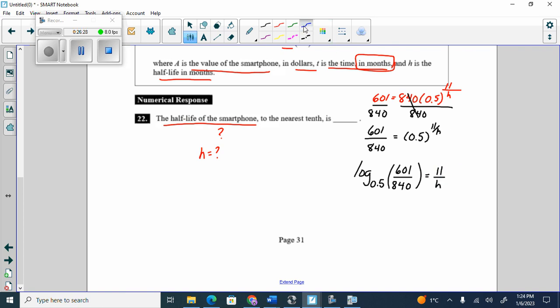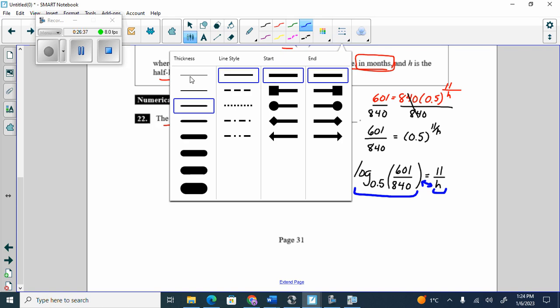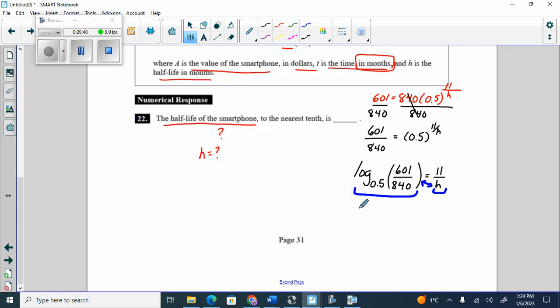And then when I don't know h, remember I swap. So this whole side and this denominator swap. Because the denominator comes up and multiplies, the h comes up and multiplies, and the whole log comes down and divides. So I get h equals 11 all over log base 0.5 of 601 divided by 840, which equals 22.8 minutes.